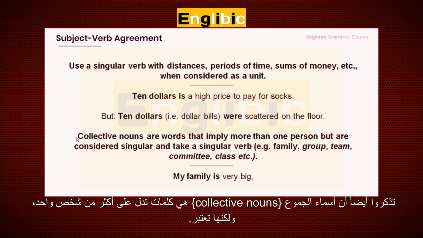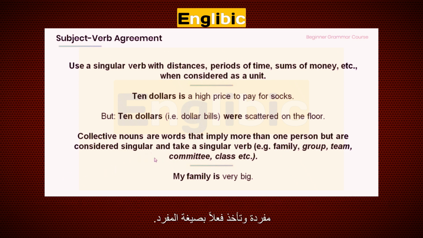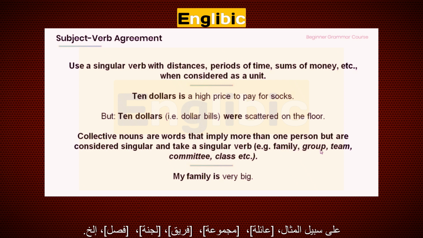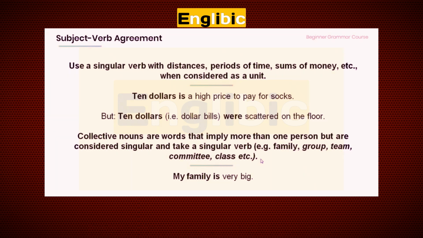Also remember that collective nouns are words that imply more than one person but are considered singular and take a singular verb. For example, family, group, team, committee, class, etc. Have a look at the sentence over here. My family is very big. Note that the word family is a collective noun. It implies more than one person but is considered singular.